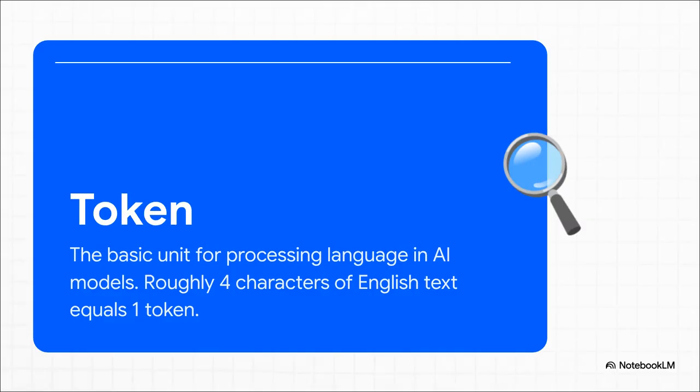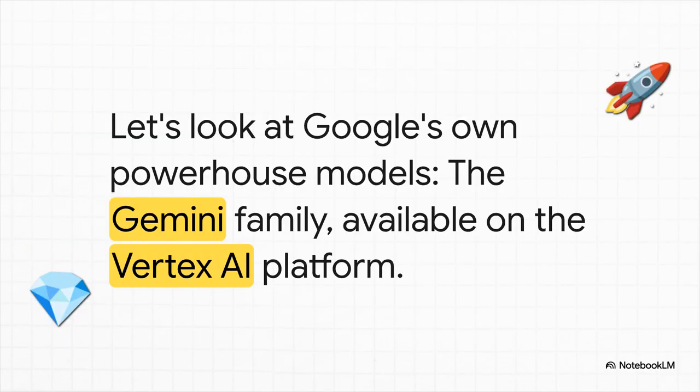So, what on earth is a token? Well, this is the fundamental currency of generative AI. Just think of them as pieces of words. An AI model doesn't really see the word explainer. It might see it as two tokens, explain and er. A really good rule of thumb, especially for English, is that about 4 characters of text equals 1 token. And every single part of your prompt and every single part of the model's response gets measured and billed in these tiny little units.